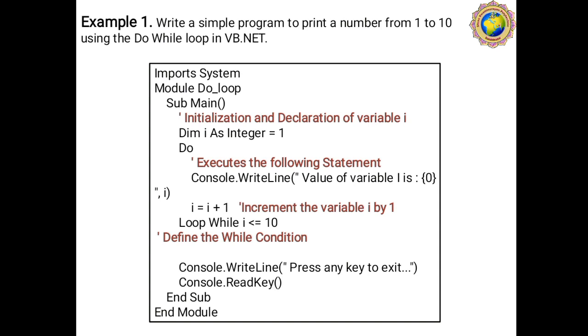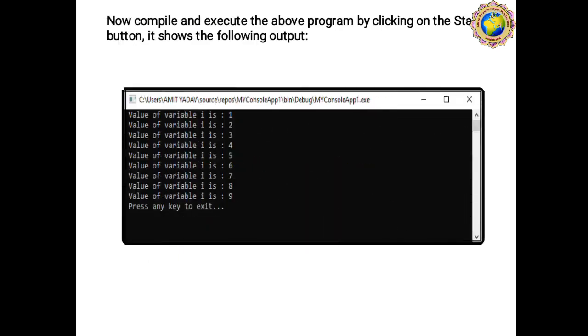So define the while condition and then you have to write console.writeLine, press any key to exit. And then use the console.readkey and end sub. So here one is our function start, and end sub means our function is closed and our module starts, and here one is end module close. Okay, so this is our programming code about do while loop. So here is the output. Now compile and execute the above program by clicking on the start button. It shows the following output.